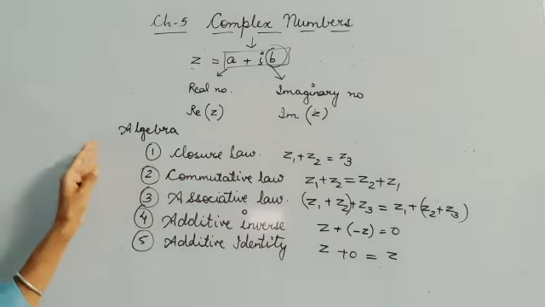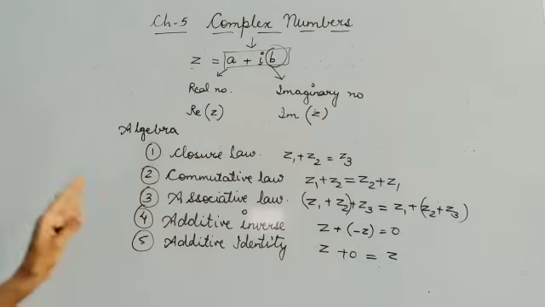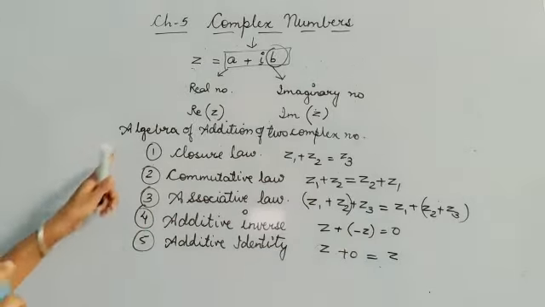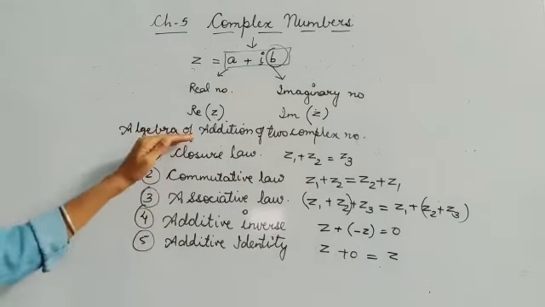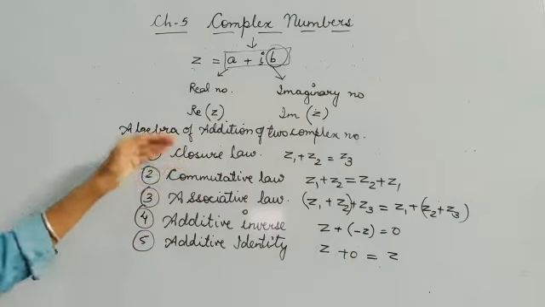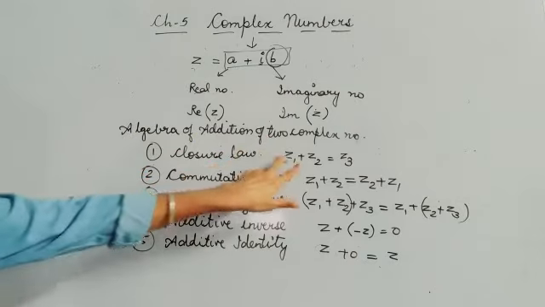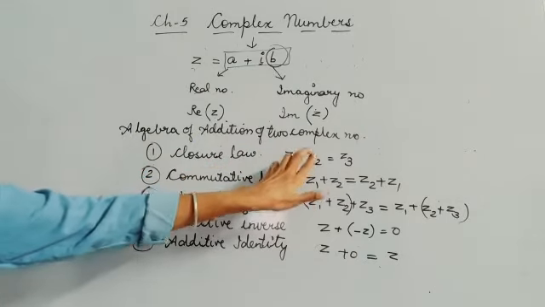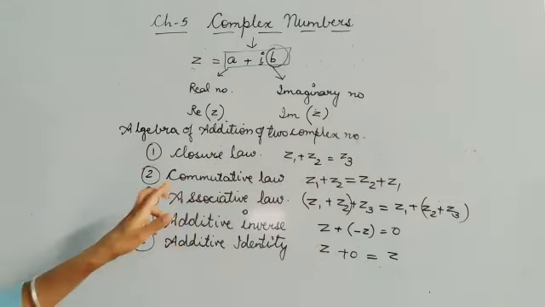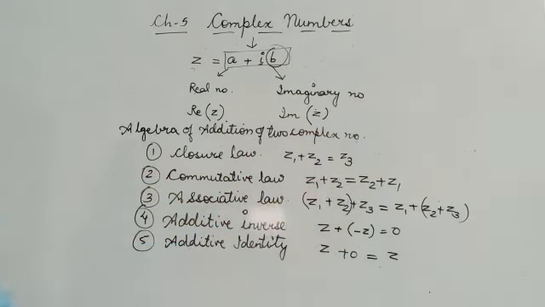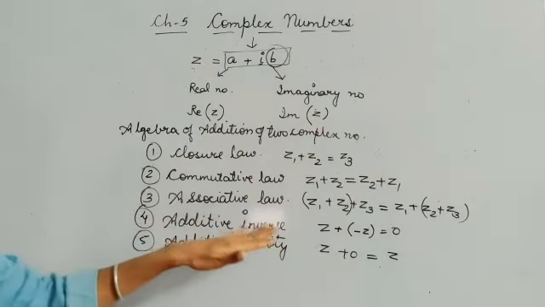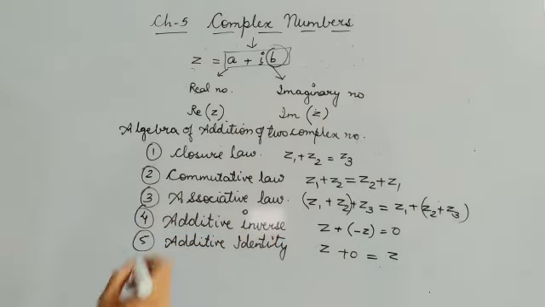Similar laws will be followed in multiplication, the algebra of multiplication of two complex numbers. In multiplication, it will satisfy the closure law and the commutative law. That means if two complex numbers are multiplied, then you will get a result that is a complex number. If two are multiplied and then the order is changed, the answer will again be the same. But in place of the additive inverse, there you will have the multiplicative inverse.